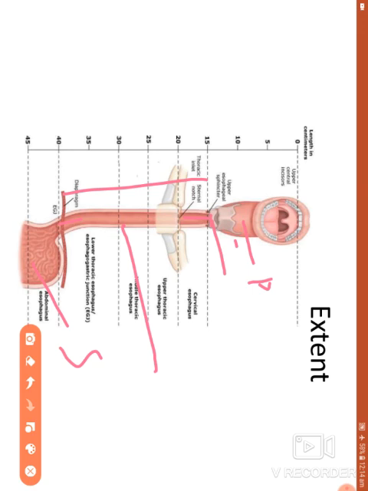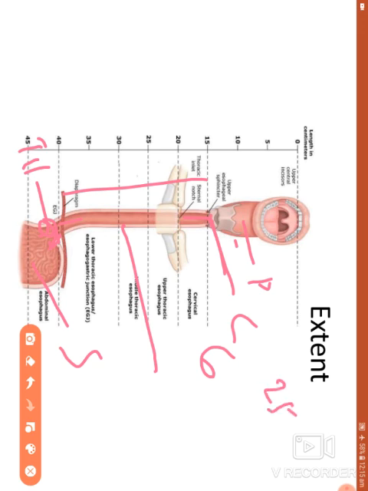See, this is the stomach. This depression here is the cardiac depression. This opening is the cardiac orifice, which lies at the level of T11. The cricoid cartilage, we know, lies at the level of C6, the sixth cervical vertebra, and here it is the 11th thoracic. The length of the esophagus is 25 centimeters.